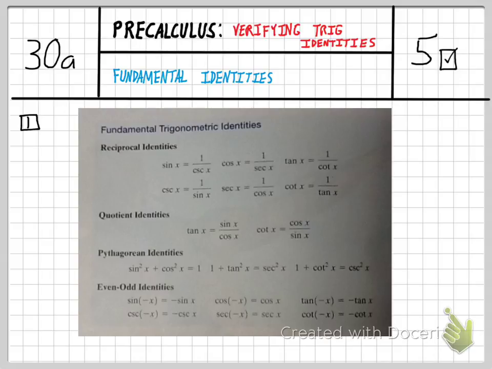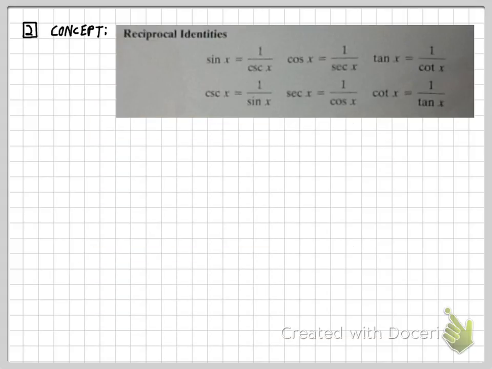So box 1 is actually 17 different formulas that you've already seen on how certain trig functions are related to each other. And we're going to break these down and look at them in groups and talk about some tricks to help you remember these identities. Alright, so let's start off with the reciprocal identities.